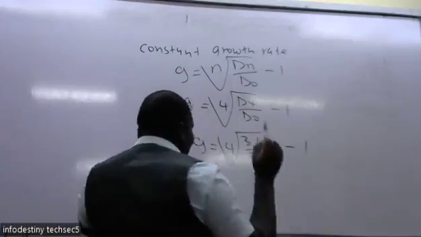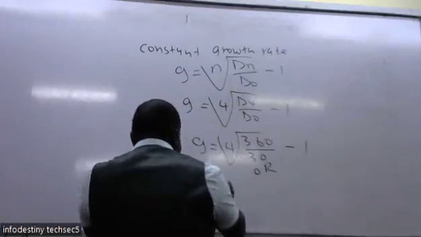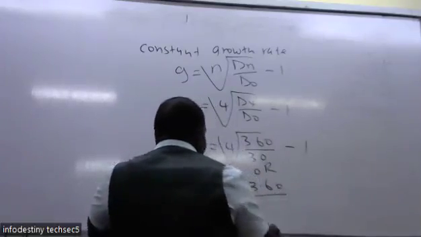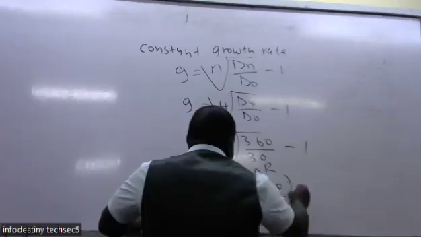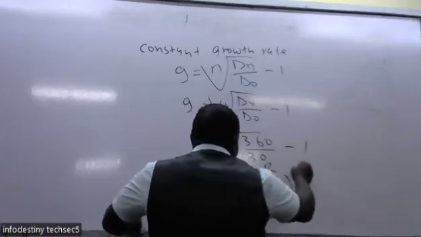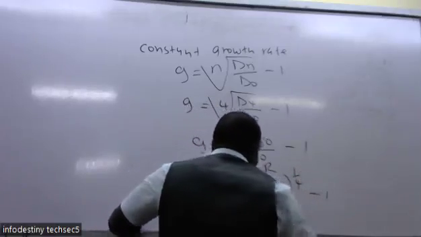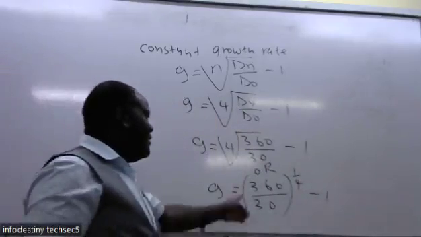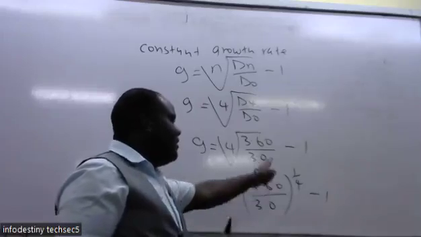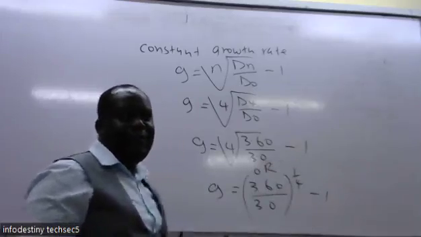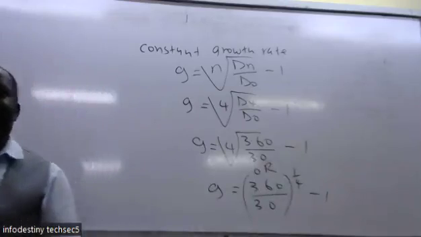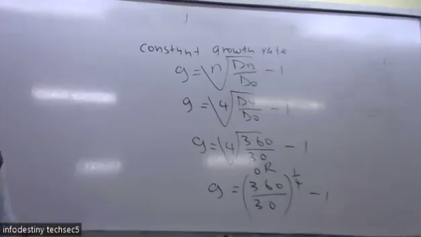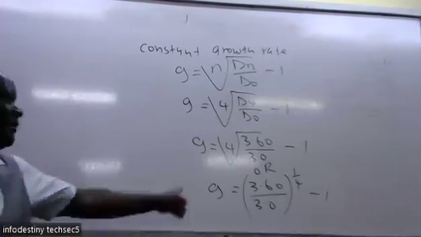So it can also be given this way: 3.60 divided by 3.0, then raise that to the power of 1/4, then minus 1. Compare whether you are getting the same figure, so that we settle now on the value.